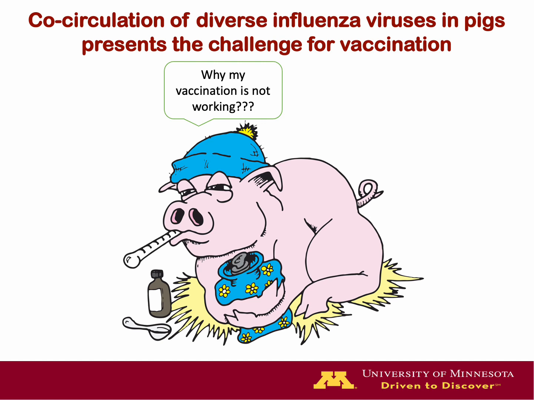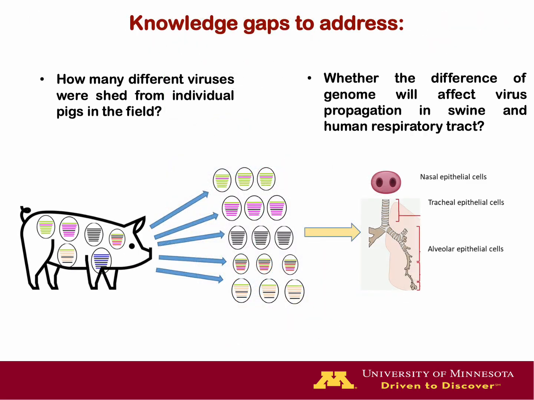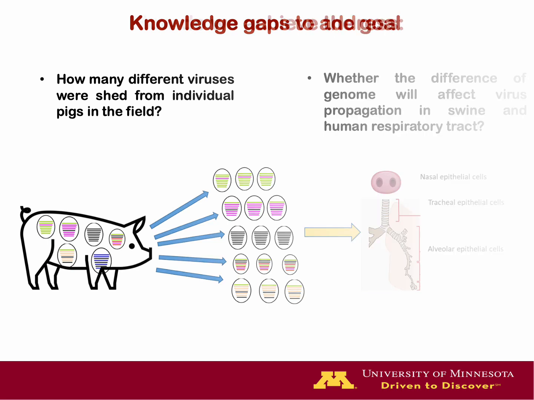Therefore, reducing the influenza diversity in pigs should be a key strategy for influenza control. To achieve this goal, we should first figure out how often and how badly influenza reassortment happens in individual pigs in the farm, and whether some reassortants are more easily propagated in swine and human respiratory tracts than others. These are the knowledge gaps we address in this project.